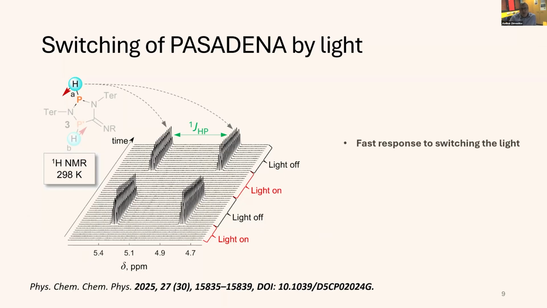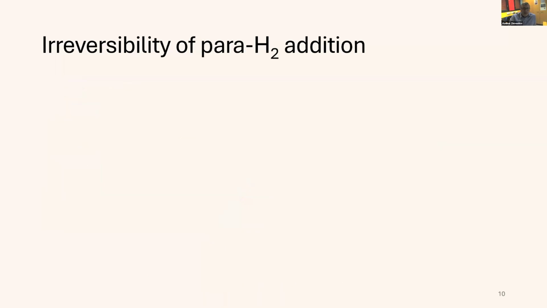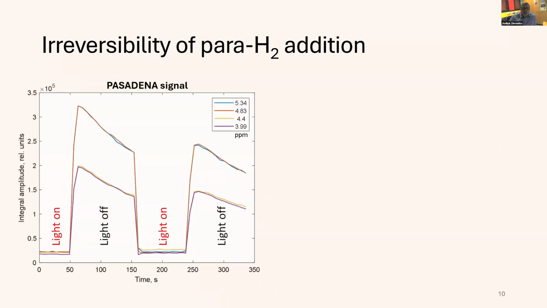The response to switching the light was quite clear and fast, and we did not observe any modulations of the signal amplitudes, as in the so-called slow photo FIP. It's nice, but of course, such photo switching events cannot continue indefinitely. During each light off period, there is a drop in the amplitude of the enhanced signals, as shown in this figure. Basically, that is a PASADENA signal as a function of time during light on and light off periods.